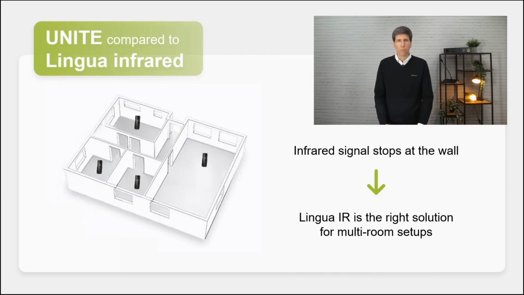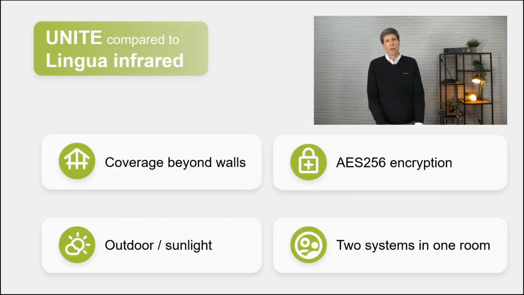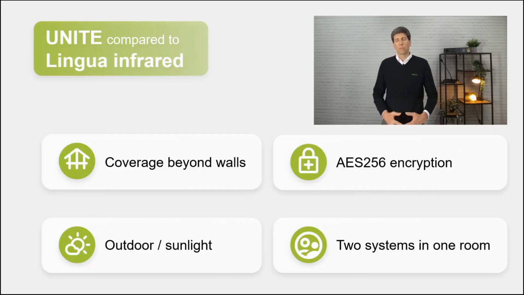So for multi-purpose or multi-room setups, infrared is the best solution. If you look, however, to situations where Unite is better, then we are looking mostly into situations where you have a lot of obstacles in the room. Wherever, for example, there is coverage beyond walls, and there, of course, Unite can cover the entire room without having a line of sight, which is needed with infrared.